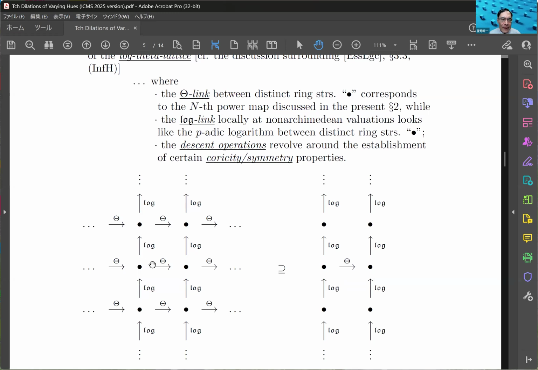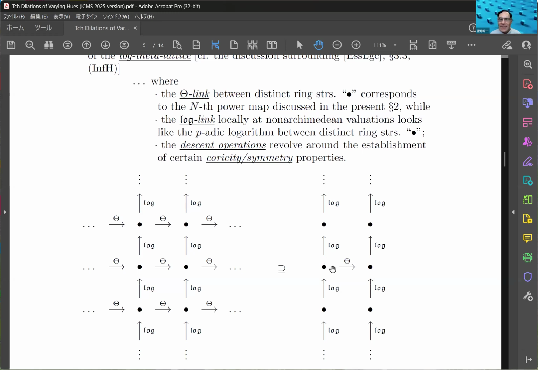Then these arrows do not correspond to morphisms, rather they correspond to gluings between certain portions of the Hodge theaters on either side. So the theta link corresponds, roughly speaking, to the nth power map discussed above, whereas the log link at non-Archimedean valuations looks like the p-adic logarithm. And so the point is that one wants to show that the ring structures on the left-hand side of the theta link and the right-hand side of the theta link, certain portions of them cannot be distinguished from one another.